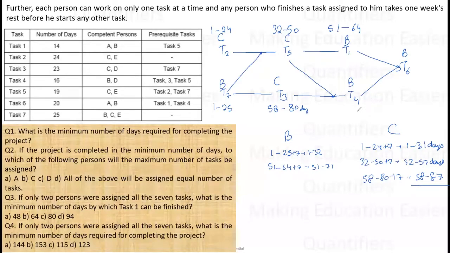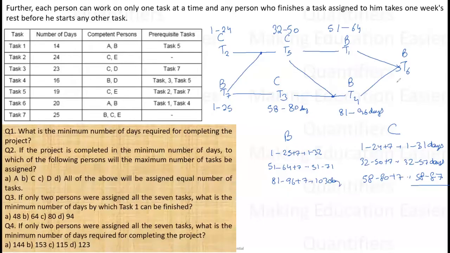This task, see, since B is available from the 72nd day, but this task has to be completed first. This task is finished on the 80th day. So instead of the 72nd day, he will start from the 81st day. From 81 to how much? Task 4 is completed in 16, 81 and 16, 97, 96 days. This is complete. So B is then occupied from 81 to 96 plus 7. 103 days. Up to 103 days B is occupied.